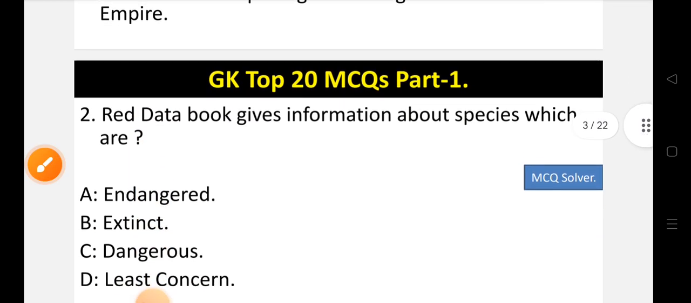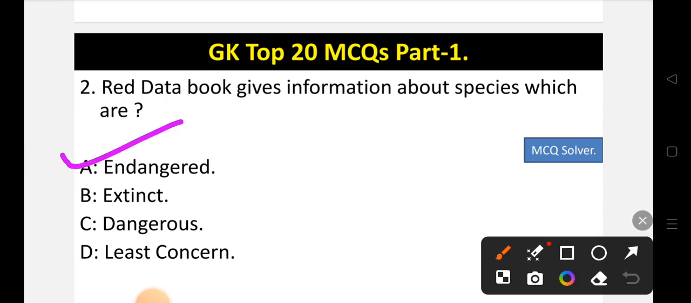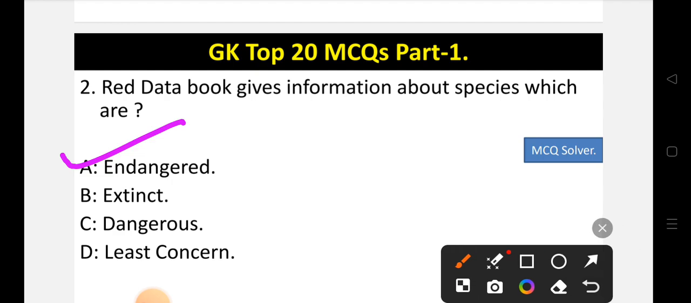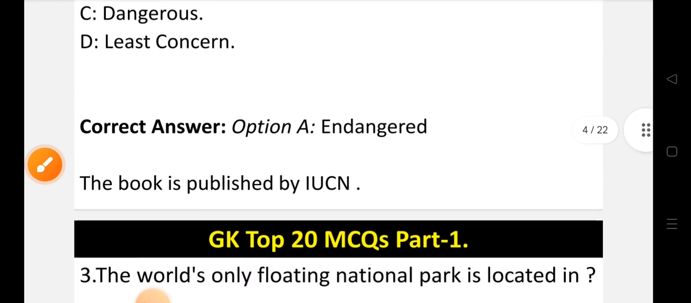Now let's move to question number 2. Red Data book gives information about species which are. The correct option will be option number A, that is endangered. So Red Data book is a book which is published by IUCN, and in this book it covers those species which are endangered. So the correct option will be option A, that is endangered. So A is the correct option.